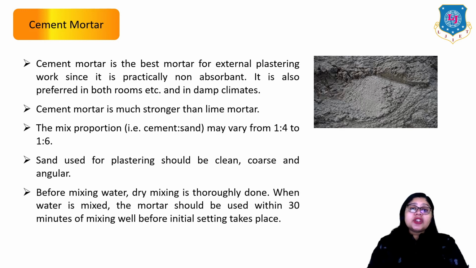Cement mortar is much stronger than lime mortar, and here the mixed proportion, the cement to sand ratio, may vary from 1:4 to 1:6. Sand used for plastering should be clean, coarse and angular. Before mixing water, dry mixing is thoroughly done, and when water is mixed, the mortar should be used within 30 minutes of mixing, well before initial setting takes place. So that is how cement mortar is prepared.